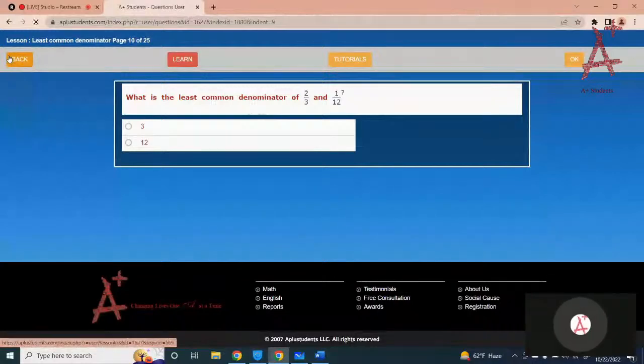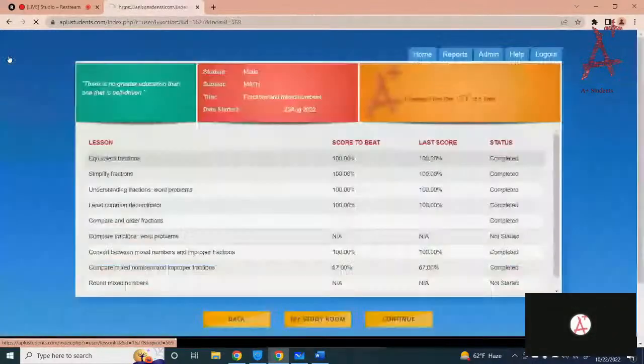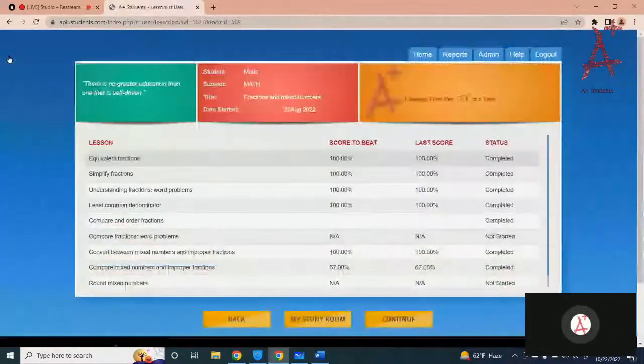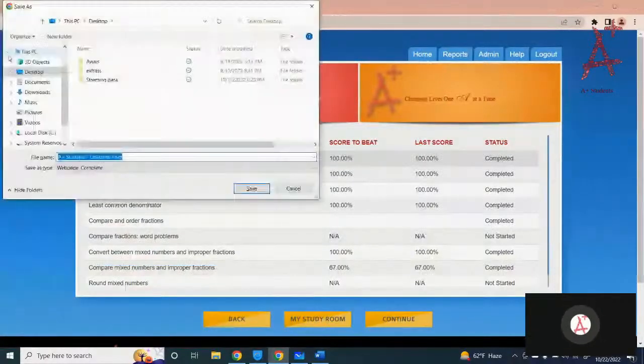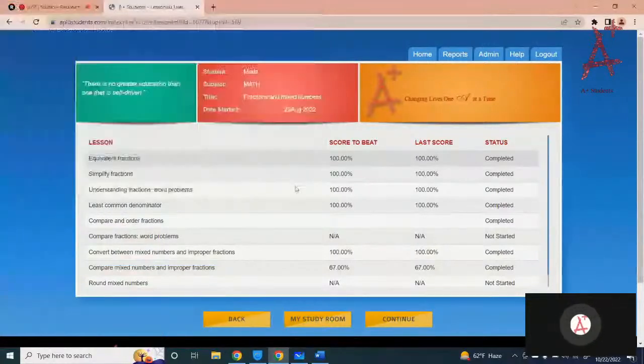So we have done with 4 of the topics today. They are equivalent fractions, simplified fractions, understanding fractions, and least common denominator. Got it? So please make sure before the next session you complete all the tests for the topic. If you need more help with the topics, you can contact any tutor on the Skype. They are available from Monday to Friday, 5 to 9.